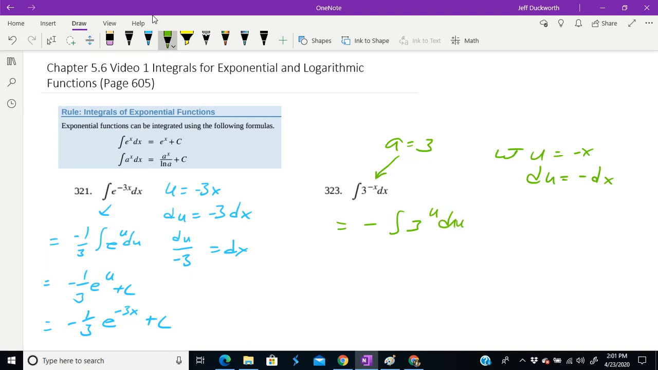So looking at the bottom formula there, this is going to equal negative. We'll keep the negative there. So 3 to the u over ln of 3 plus c. And when we substitute back in, we get negative 3 to the negative x over ln of 3 plus c.